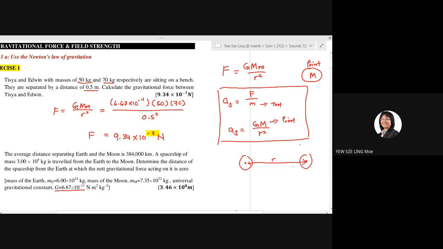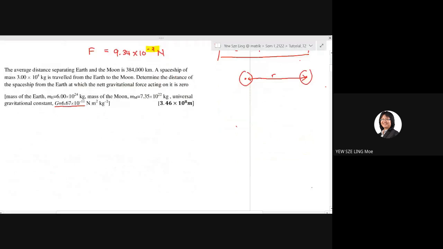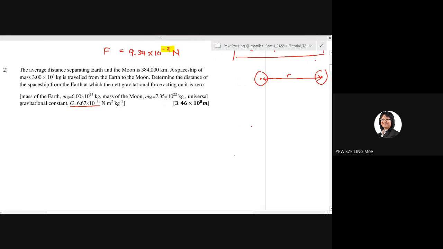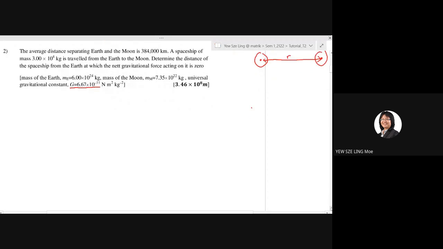Okay, so next one. The average distance separating Earth and the Moon is 38400. Now, if you pay attention to the unit, you are given such a large number already, and it's still in terms of km, which means you have to convert it into SI unit after this.